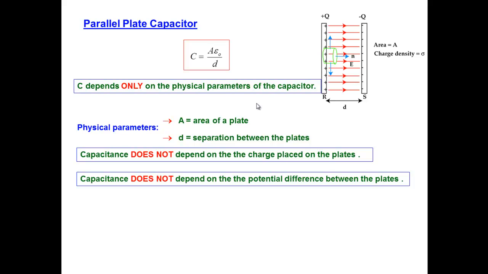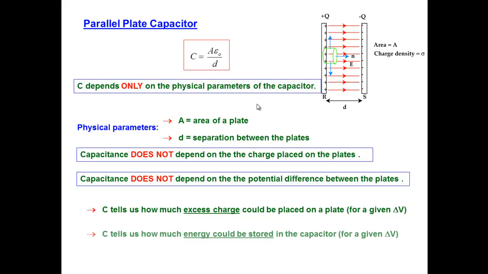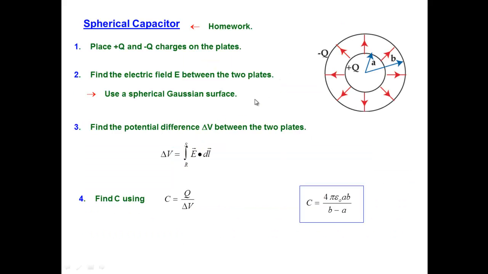Capacitance does not depend on the potential difference. It tells us for a given delta V how much charge could be placed on the plates. And as we'll see in class, C also tells us how much energy can be stored in the capacitor for a given voltage. And that's useful to know if we want to use the capacitor as an energy storage device. So let's now set up and just talk through the setup of the homework problem, where you are asked to find an expression for the capacitance of a spherical capacitor. Okay, and you'll see this in your homework paper.